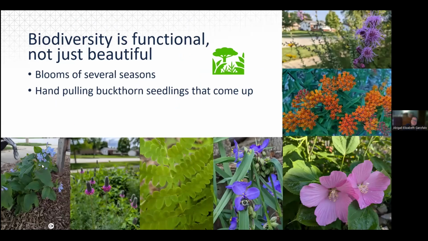These are all just pictures of flowers from my garden showcasing biodiversity, having blooms of several seasons. I've got bluebells here. I'm having ferns. I don't have any shrubs, but I have buttonbush. I have red twig dogwood. There's lots of different species going on. And then to help control invasives, because there are several buckthorn hedges that my neighbors and blocks away have, and the birds spread, hand pulling those.